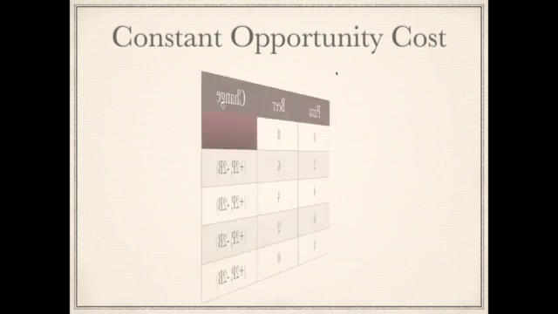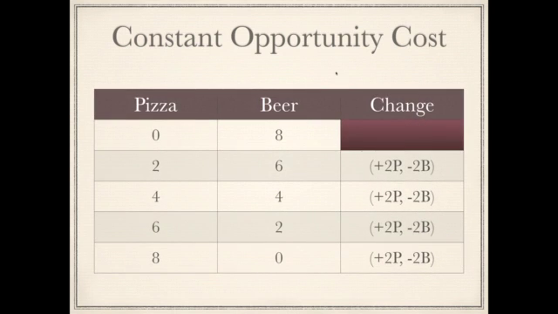And this table here just illustrates and summarizes that information. Every single time we move to a new point on the production possibilities frontier, we gain 2 pizzas, but we lose 2 beers in the process. And that ratio remains unchanged whenever we move from one point to another point on the production possibilities frontier.